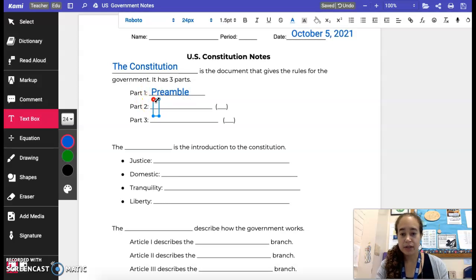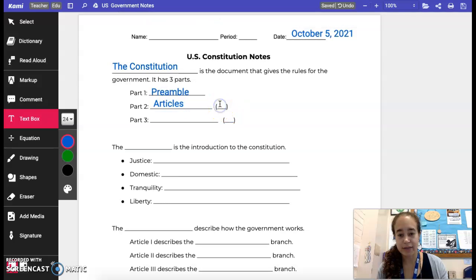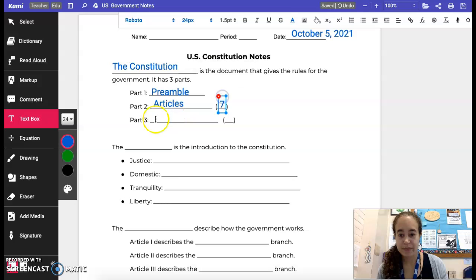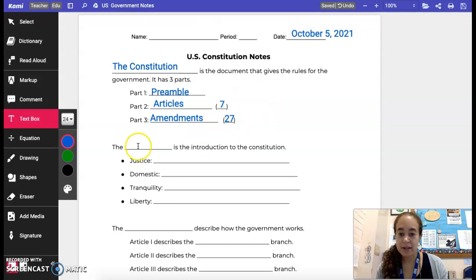Part 2, these are going to be called articles. In parentheses, I want you to put how many articles there are. For the number of articles, there are 7. The third part are called amendments. In parentheses, we'll put how many amendments there currently are, which is 27.